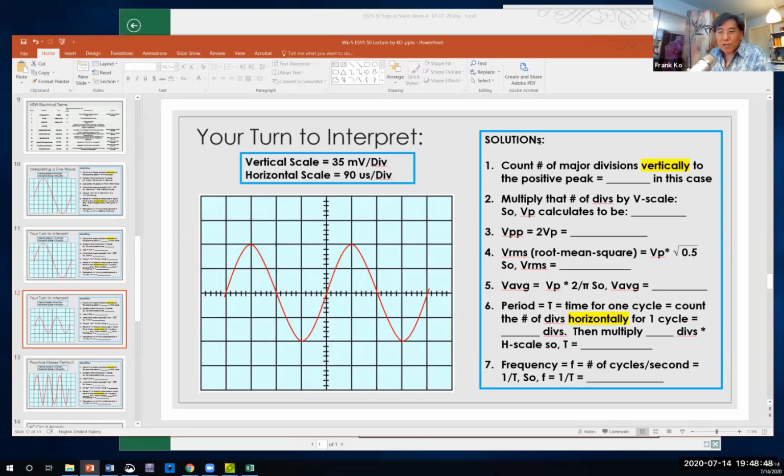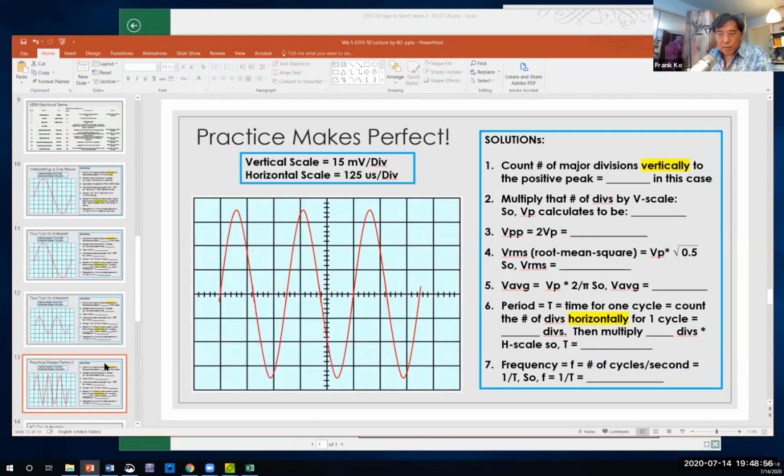Do you have confidence that you could do any and all of these that are coming your way? Guess what? You get to do another practice. You think you're so good. Here we go. Woo-hoo.